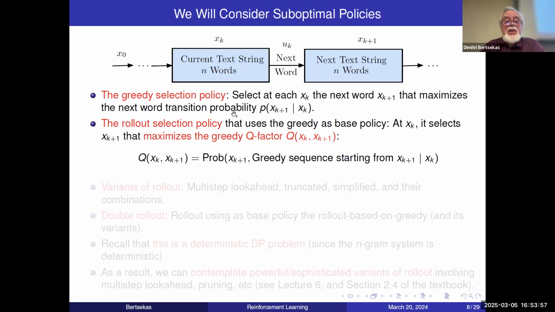Here we maximize the next word transition probability. Here we maximize the next word Q factor. The Q factor, given that we are at xk, the Q factor for next word being xk plus 1 is given by this expression: the probability that the next word is going to be xk plus 1, and also the next states are going to be selected using the greedy policy. So maximize over the first next word, assuming that the following words are going to be chosen by the greedy policy. That's the greedy Q factor of next state xk plus 1 at state xk.